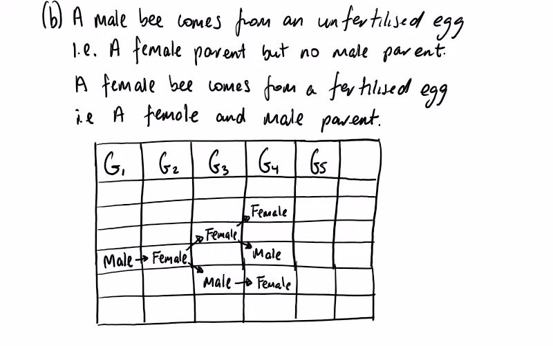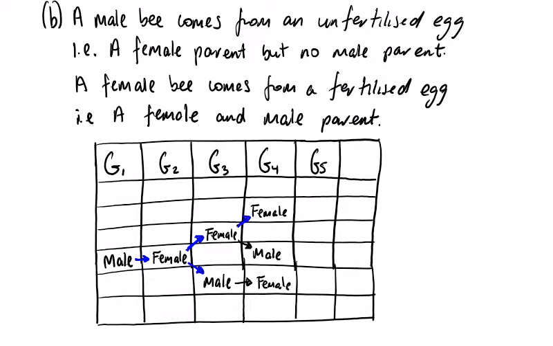In part B of this question, you're told a male bee comes from an unfertilized egg, i.e. it has a female parent but no male parent. I'm confused already. A female bee comes from a fertilized egg, i.e. it has a female and a male parent. And we can actually see this in the diagram here. So the male just has a female parent. The female, following the blue arrows, has a female and a male parent.